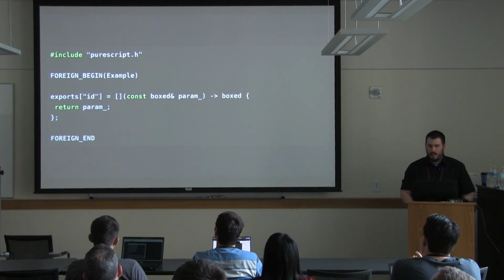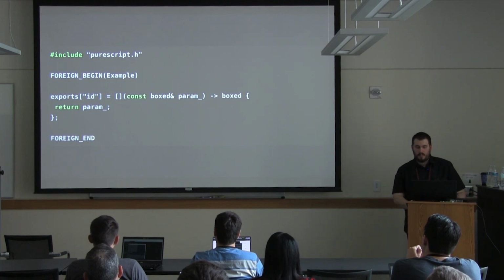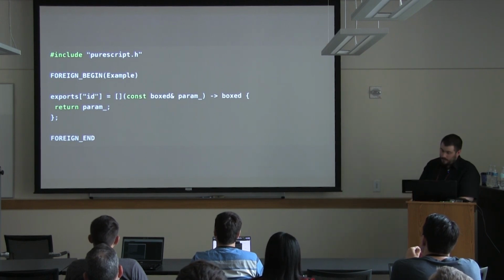Each export is a key value in the exports data structure. The key is a string containing the function name. So you see there, exports string ID. The value is a C++ lambda function containing the function implementation. Here I'm exporting the ID or identity function. It takes a single parameter and returns it.